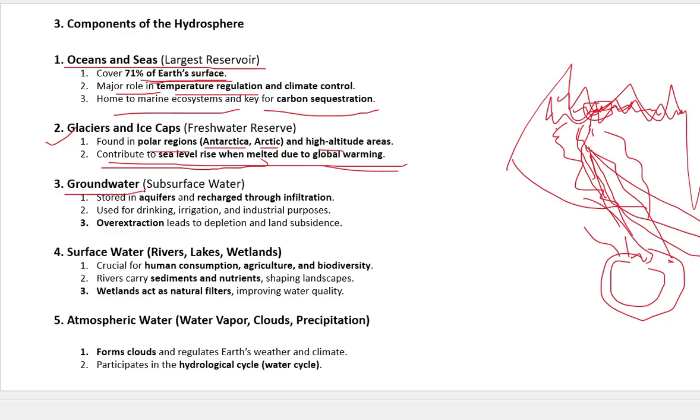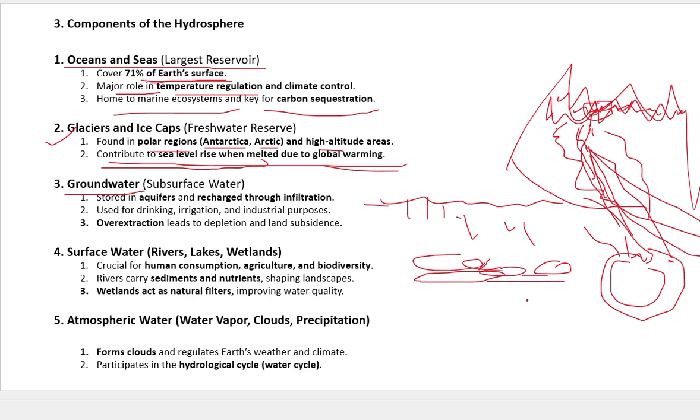Then comes groundwater. It is subsurface water. They are below the Earth's surface, stored in aquifers and recharged through infiltration. Just take this as the surface. Water goes through the porosity of soils and is infiltrated into aquifers, in between the rocks, in the spaces of rocks. That is called groundwater. All of this groundwater we use for drinking, for irrigation, for other industrial purposes.